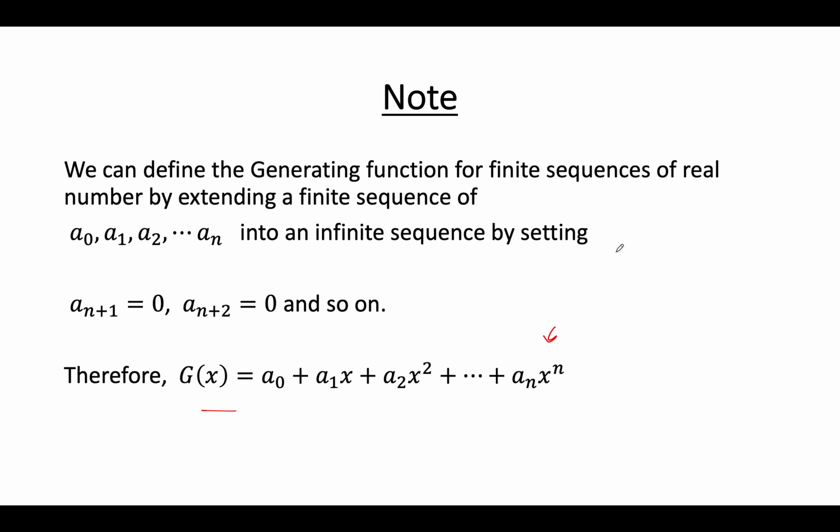Okay, we got a small note here. We can define the generating function for finite sequences of real numbers by extending a finite sequence a0, a1, a2, ..., an into an infinite sequence. We can change the finite sequence to infinite by setting a_(n+1) to 0 and a_(n+2) to 0 and so on. So we got the generating function for the finite sequence as a0 plus a1 x plus a2 x^2 until an x^n.